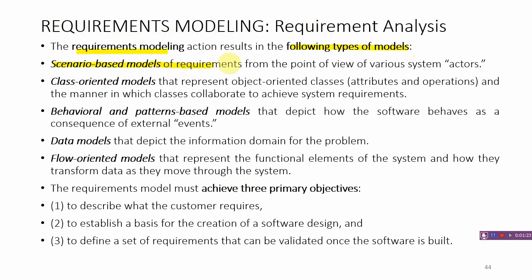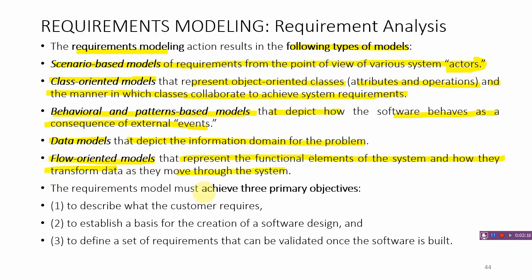One is scenario-based models of requirements from the point of view of various system actors. Second, class-oriented models that represent object-oriented classes, which contain attributes and operations, and the manner in which classes collaborate to achieve system requirements. Third, behavioral and patterns-based models that depict how software behaves as a consequence of external events. Fourth, a data model that depicts the information domain for the problem. The data model contains flow-oriented models that represent the functional elements of the system and how they transform data as they move through the system.